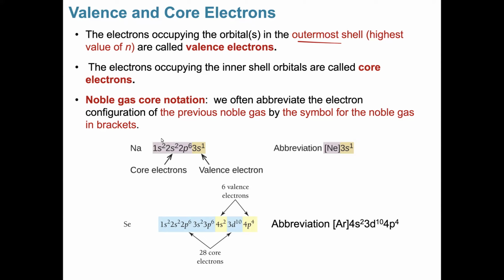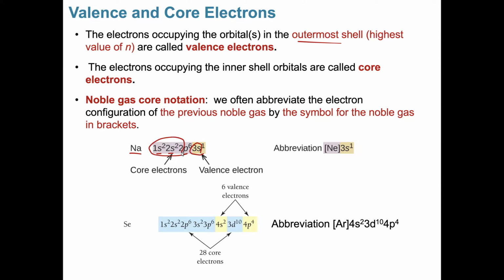So, for example, if we look at sodium, sodium has 11 electrons since it's number 11 in the periodic table. And the electron configuration is 1s2, 2s2, 2p6, 3s1. So the one electron in the 3s orbital, which has the highest energy level n=3, is the valence electron. And those electrons in the inner shell orbitals are called core electrons.